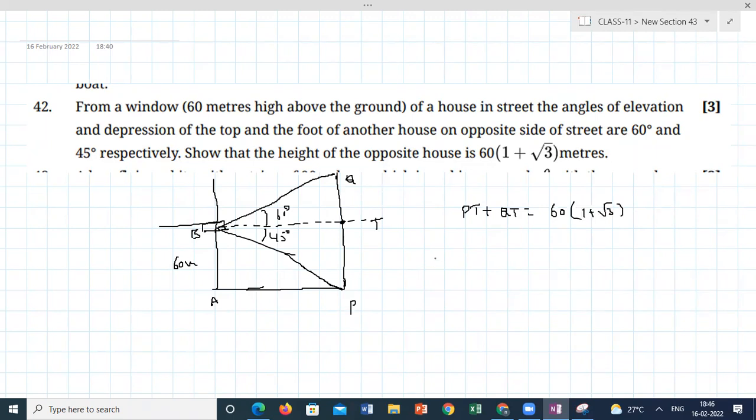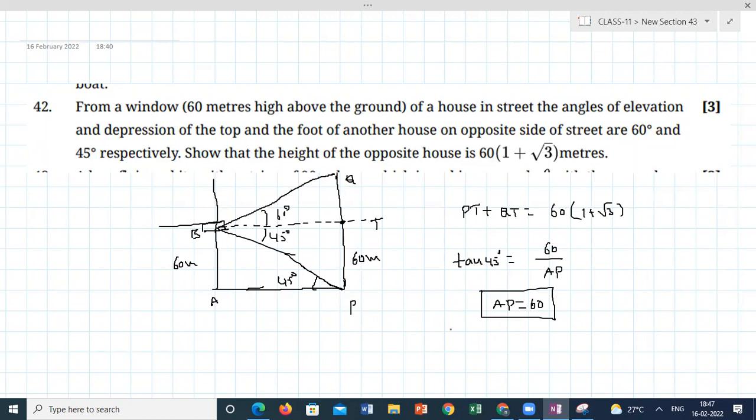How to do this question? First, find out the AP value. If you got the AP value, which is equal to BT, then everything will come. If this is 45, this is also 45 by the alternate angles property. So tan 45 is equal to 60 by AP. So AP is equal to 60. Exactly opposite, side TP is also 60. So the TP value is 60.